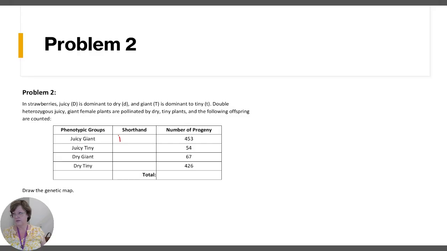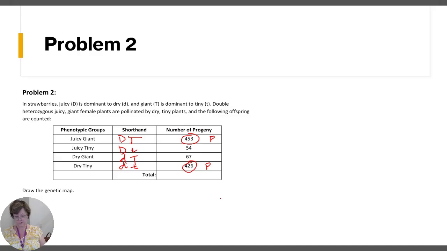So juicy, giant, in this case, the order in which these are presented doesn't matter. The biggest number is always the parental, and the smaller numbers are always the recombinant.